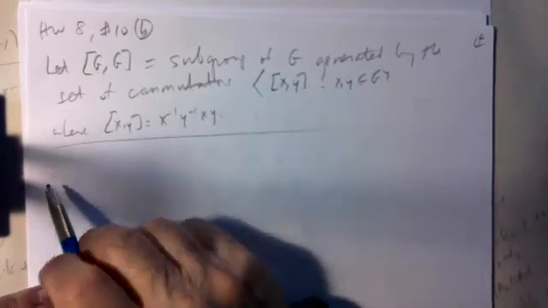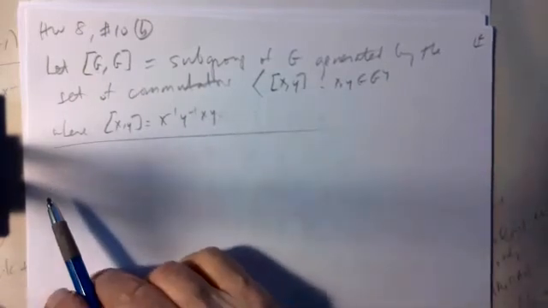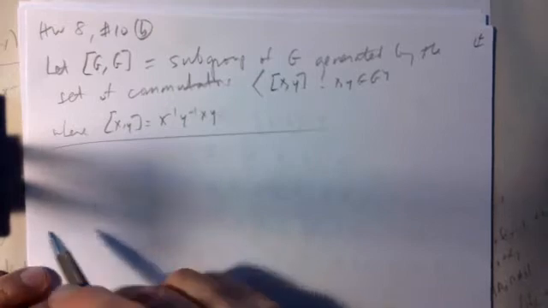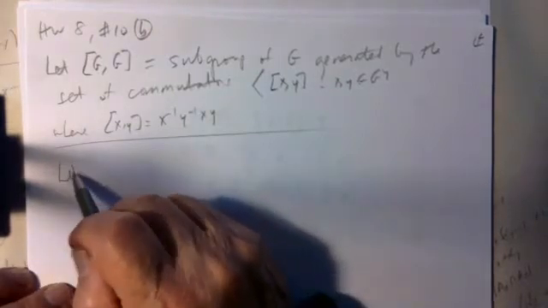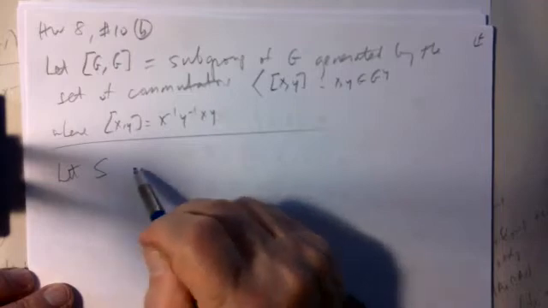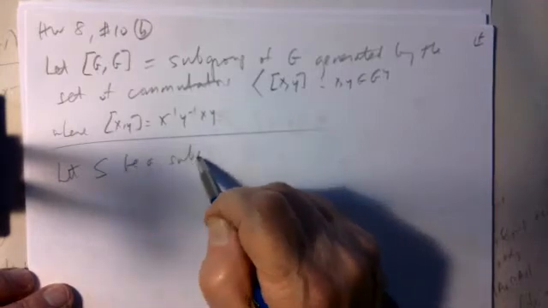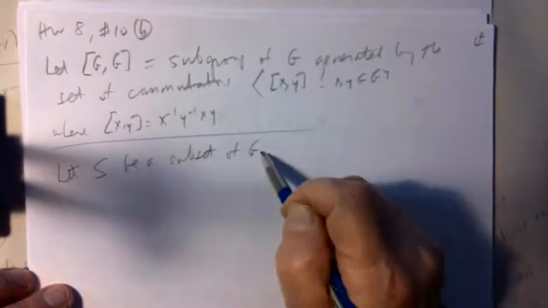So you have to understand, what does it mean for a subset of a group to generate a subgroup? So let me just say that S is a subset of G.